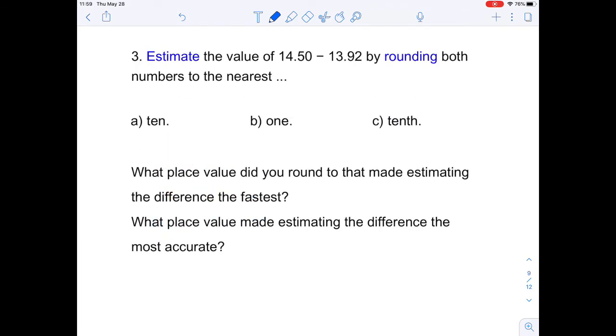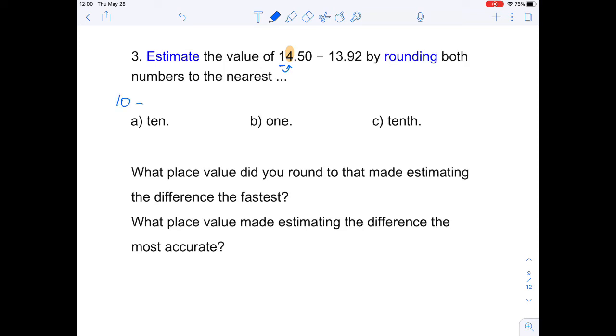Estimate the value of 14.5 minus 13.92 by rounding both numbers to the nearest 10, to the nearest 1 and to the nearest tenth. So when I'm rounding to the nearest 10, the 10 is actually here, so I'm gonna, no, that's incorrect, I'm sorry. The 10 is right here, the 1 is in a 10 spot, so I'm gonna look at the number behind the one I'm rounding to, okay? So I'm looking at the 4 now. So it's 4 or less, I'm gonna let it rest, so that number will become 10.